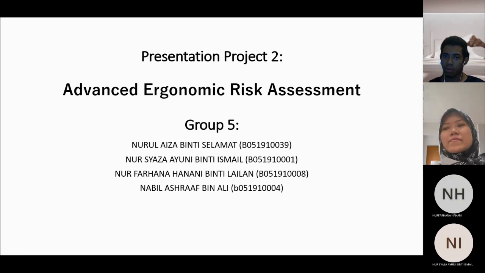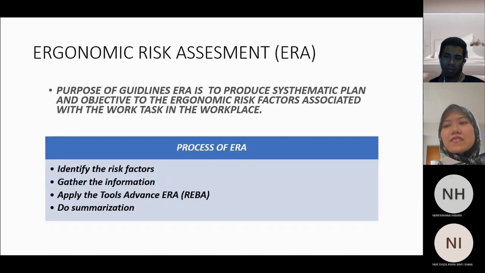Our presentation for Project 2 is about advanced ergonomic risk assessment. Ergonomic risk assessment, or ERA, is a proposed guideline to produce a systematic plan and objectives for the ergonomic risk factors associated with work tasks in the workplace. The ERA process includes identifying the risk factors, gathering the information, applying the advanced ERA tools, which is REBA for this task, and also doing some summarization.